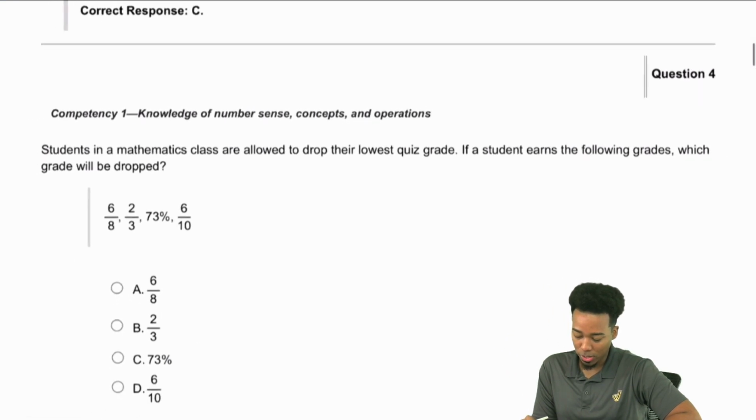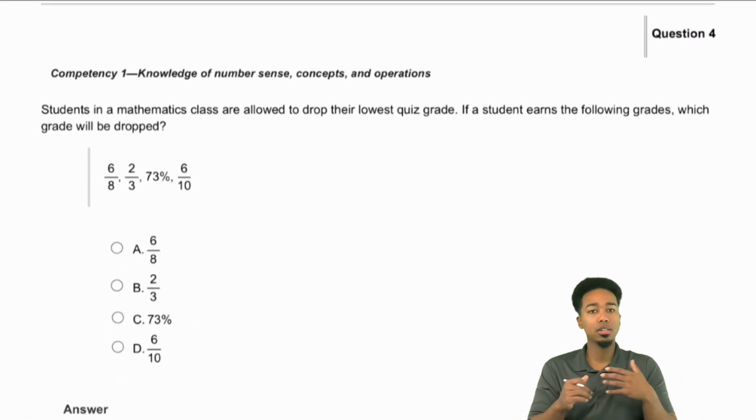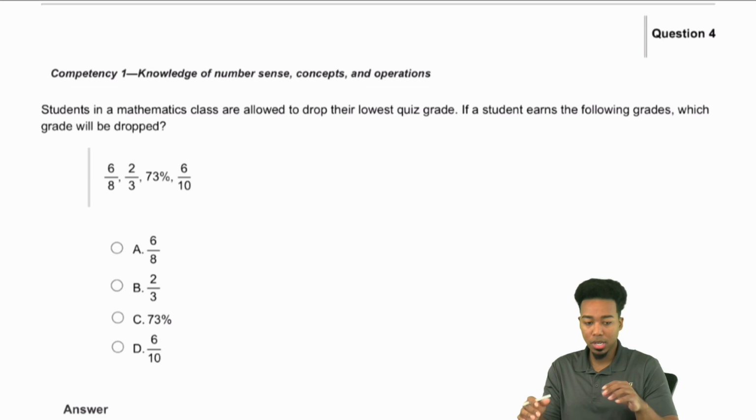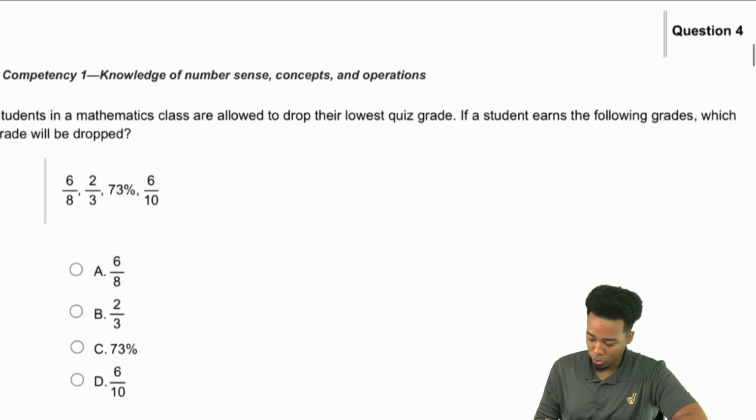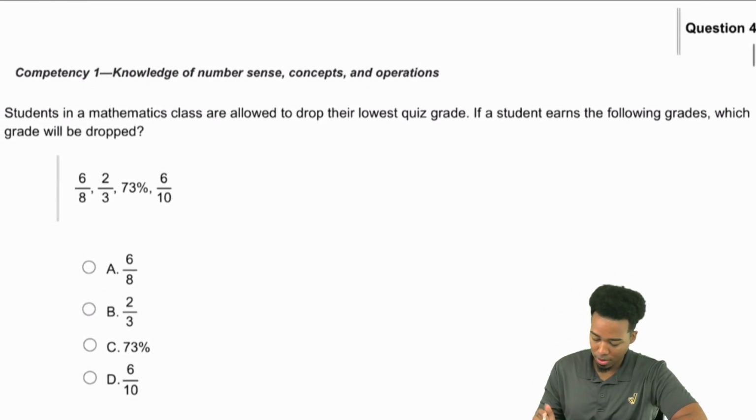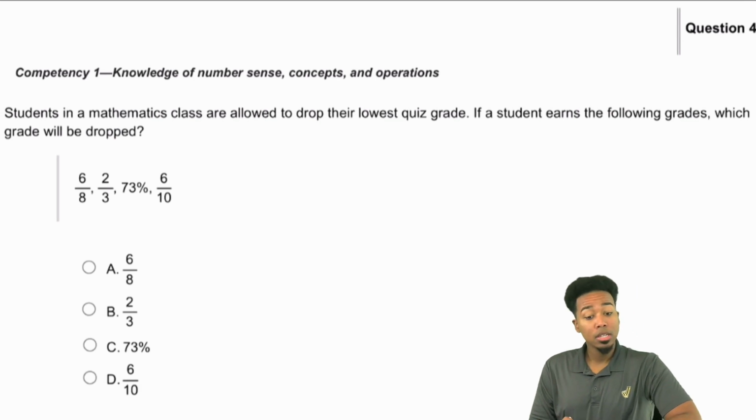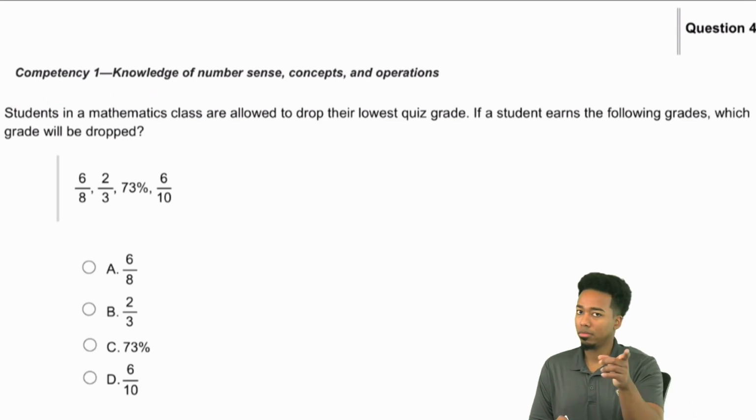So this next question here has to do with understanding numbers. Because if you see here, let me go ahead and just zoom in a little bit. Right there. It says, students in the math class, what did I say again? Read the question first.